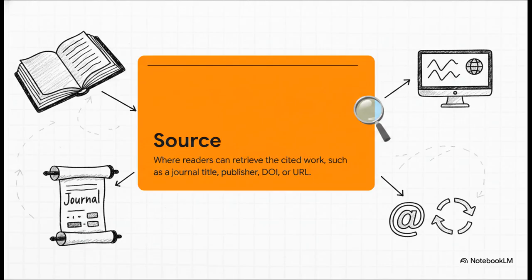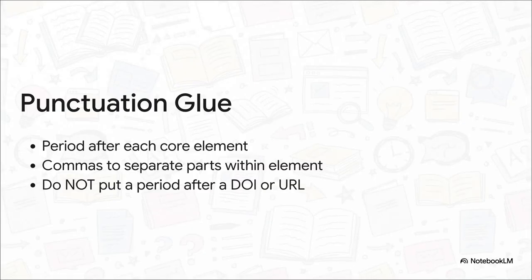largely exactly the same. All right, let's talk punctuation, because punctuation is the glue that holds all this information together. You have to put a period after each of the 4 core elements to separate them. Within the elements themselves, you use commas to separate different parts. But guys, here is a critical warning. Never, ever put a period after a DOI or URL at the very end of your reference. Doing that can actually break the link, and nobody wants that.